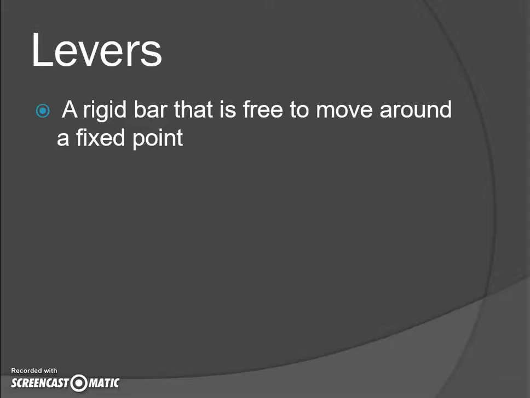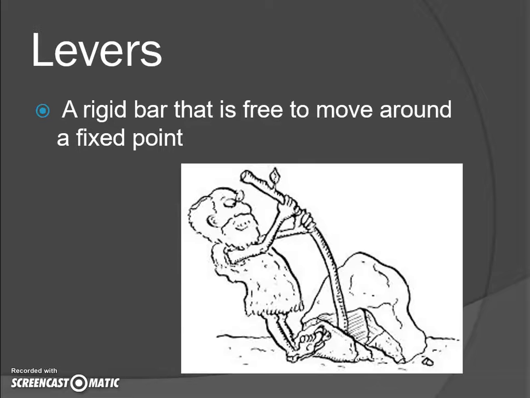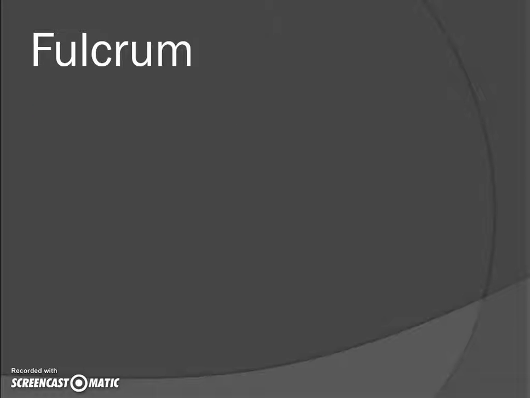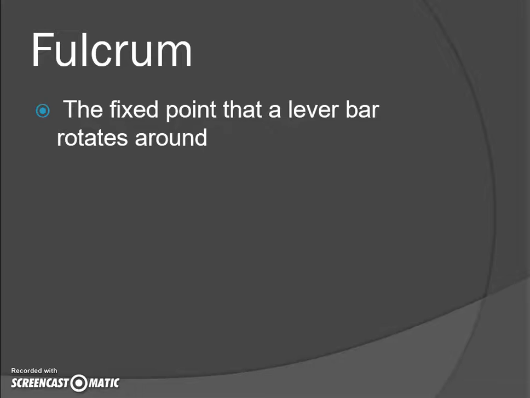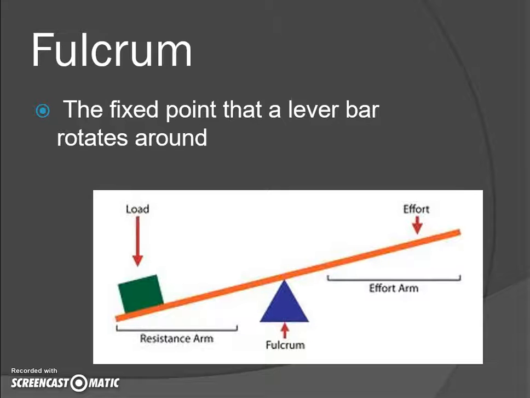So starting out with the lever, either pronunciation is correct. It's a rigid bar that is free to move around a fixed point. Now this fixed point can be on either end or in the middle. So when I say a fixed point, I really mean a fulcrum. That's the pivot point for the lever or for any kind of bar. So for example, here for the seesaw, the fulcrum or the pivot point is in the middle, and then you have two ends that are open for movement.